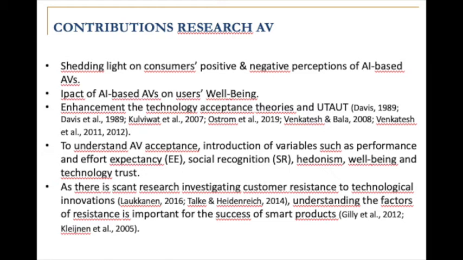And there's a gap, as there is little research investigating customer resistance to technology innovations in the literature. Understanding the factors of resistance is important for the success of smart products, including autonomous vehicles.